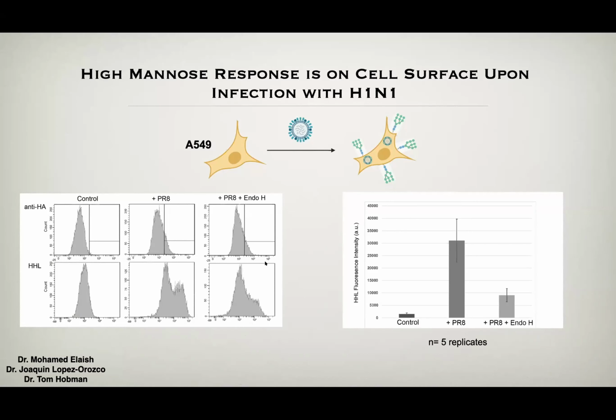And if you then gate for only the cells that have hemagglutinin, so these are the cells that actually were infected, because not your entire population necessarily is, what you see is that the HHL fluorescence, so the high-mannose fluorescence, in those cells is much higher and is indeed cleavable with endo-H. And this is 5 different replicate experiments.